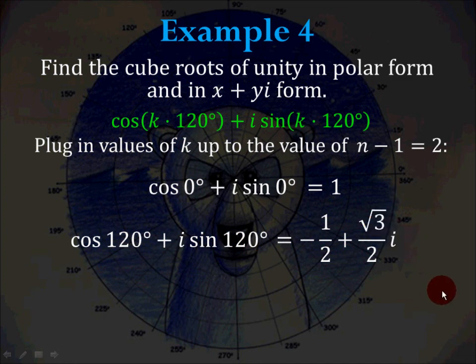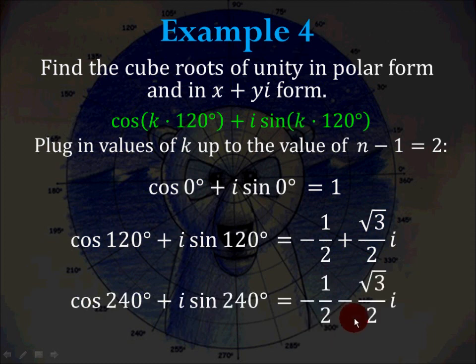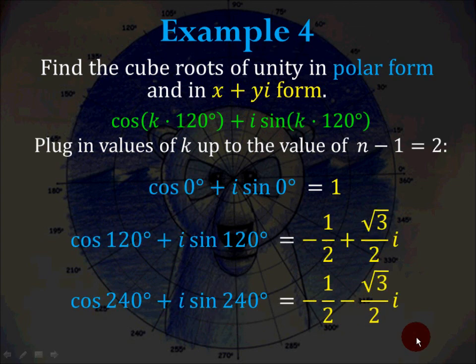Now the last root is cosine 240 plus i sine 240, and that's going to be negative 1/2 minus radical 3 over 2 i. Note that 120 is a second quadrant angle. x is negative, y is positive. 240 is a third quadrant angle. Both x and y are negative. And these are the 3 roots of unity in polar form and in x plus yi form. The blue is in polar form. The yellow is in x plus yi form. So the roots of unity formula is something you can use to calculate those values.